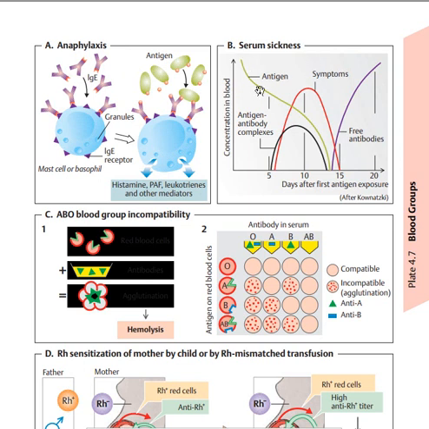So now serum sickness. For serum sickness, you can look for the antigen, you can look for the antigen antibody complexes, you can look for the symptoms, and you can look for free antibodies. So you have the days after the first antigen exposure. You need to know that for serum sickness. When it is still the first days of exposure, the concentration of antigen is going to be extremely high. In the first 5 days, you see that the concentration of antigen is going to be extremely large.